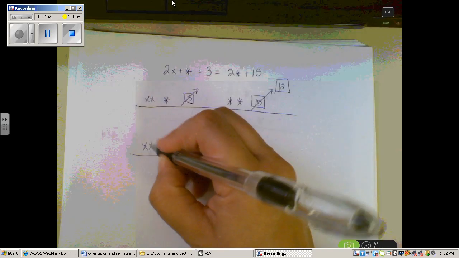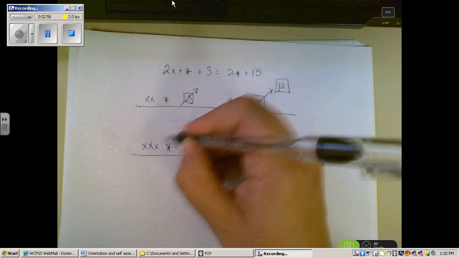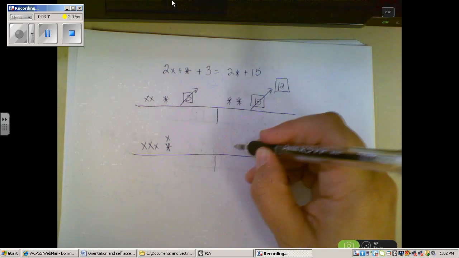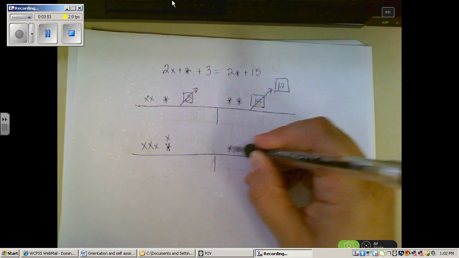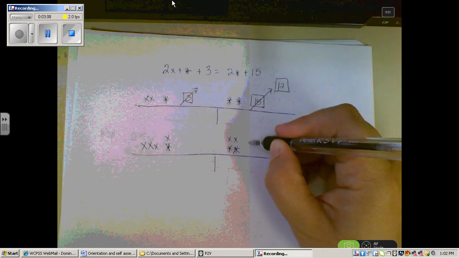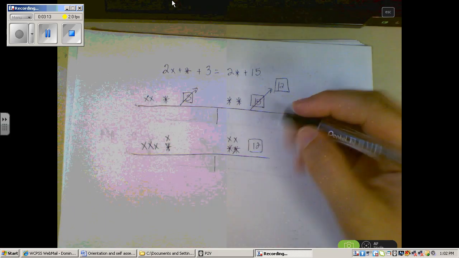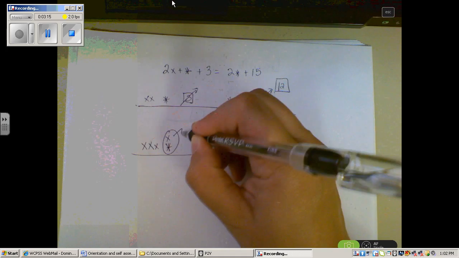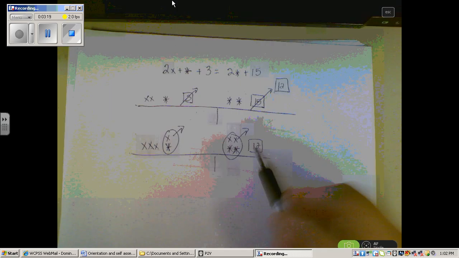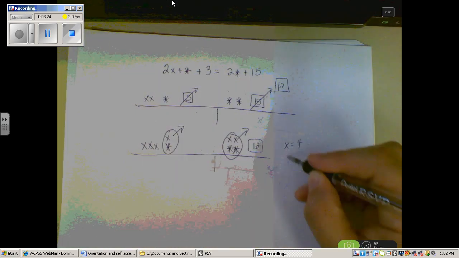Here's my original x's and my star. I'm going to add another x and I'm going to pair it with that. And I don't have any number cube. Then I have 2 star. I'm going to add 2 x's over here. And I'm left with 12 from before. And now I can remove my opposites. And I'm left with 3x equals 12. And so each x must equal 4.